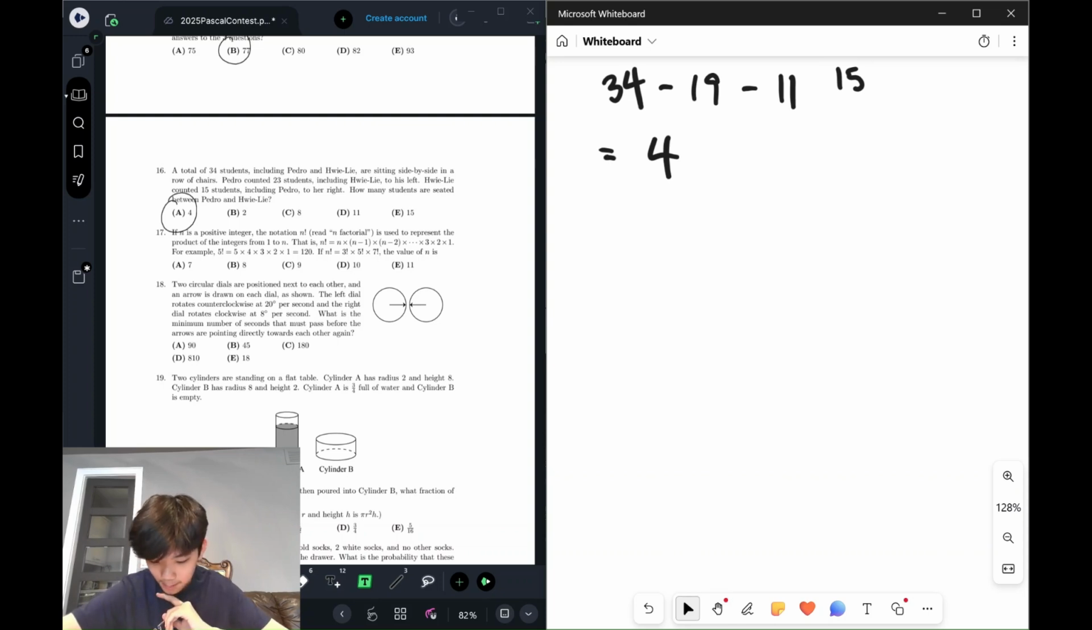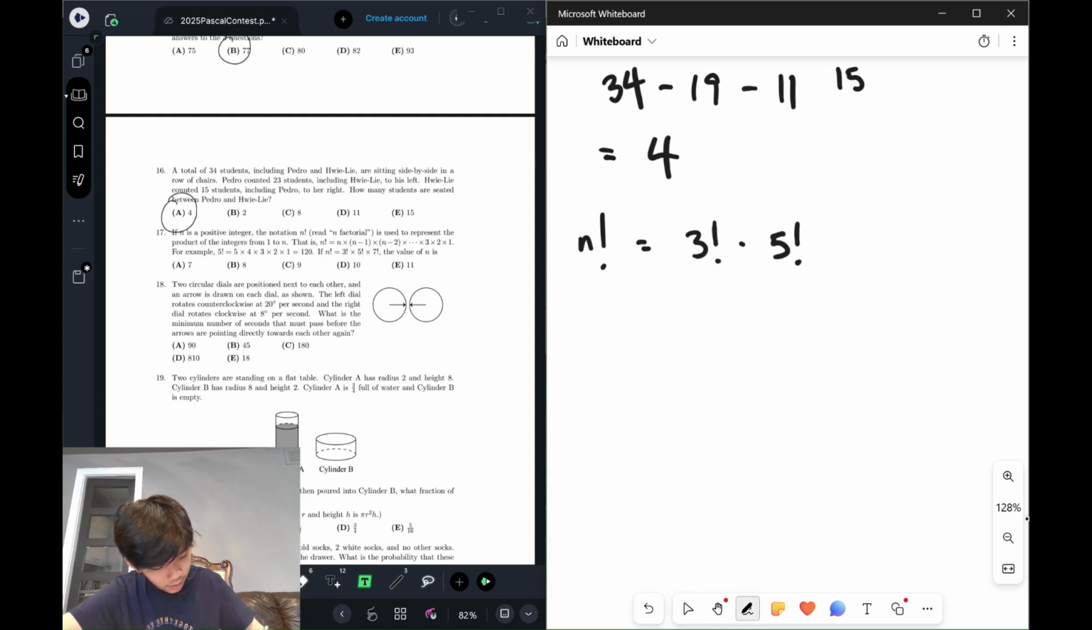All right, now for problem 17, we have the notation n factorial. Now we're given an n such that n factorial is equal to 3 factorial times 5 factorial times 7 factorial. So what do we do with this?